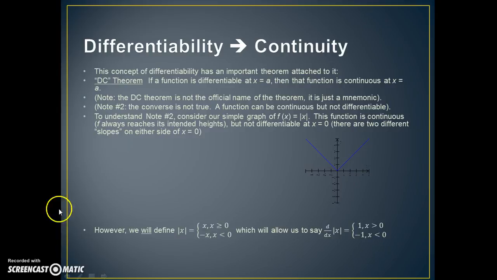One thing that we will note, in case you're curious down the road, is since we define the absolute value of x as x when x is bigger than or equal to 0, and negative x when x is less than 0, our derivative of the absolute value function is a piecewise function itself. It is in fact 1 when x is bigger than 0, and negative 1 when x is less than 0. So keep that in mind for future lessons.